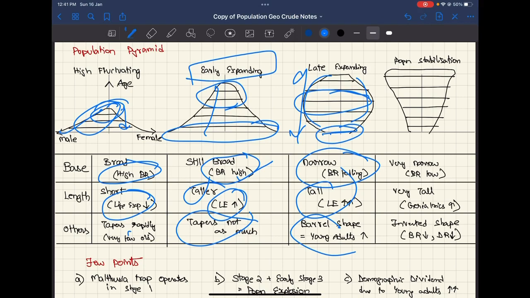Now the population stabilization stage, it is very narrow because birth rate is very low. It is very tall, with very high life expectancy. It has an inverted shape because birth rate is very low and death rate is also very low.